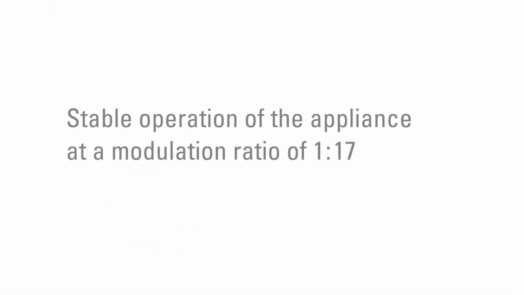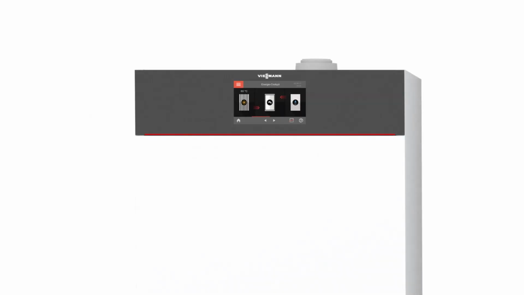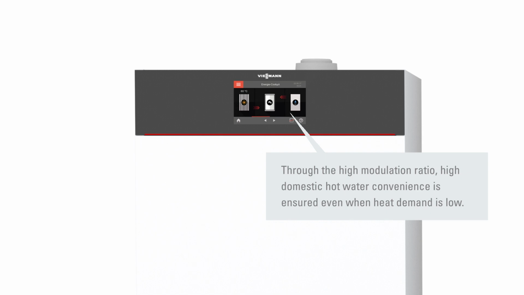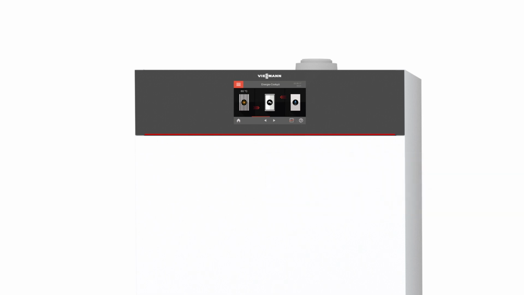A high modulation ratio is crucial to the economic viability of a gas condensing boiler. The challenge here is to ensure a stable burner operation. Regulating the burner with the Lambda Pro Plus is synonymous with reliability. Even an extreme modulation is no problem. Burner operation is stable and reliable at all times. For users, this means you can rely on domestic hot water convenience in summer as well, when there is little or no call for heating energy.